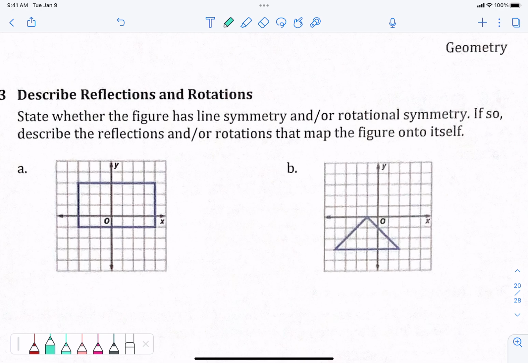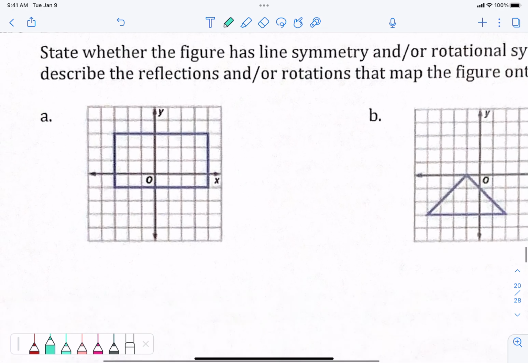All right. Back page. Last question. It says, state whether the figure has line and or rotational symmetry. Can it have both line and rotational symmetry? Yes. Can it have neither line or rotational symmetry? Yes. Okay. So one doesn't necessarily mean the other, and vice versa. Like it could have none, or it could have both. It could have one but not the other one, etc.